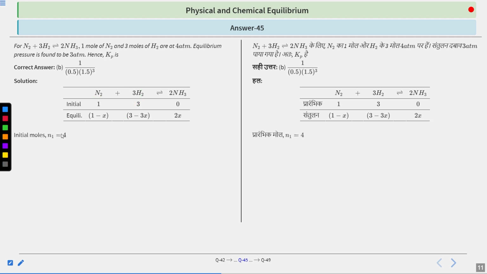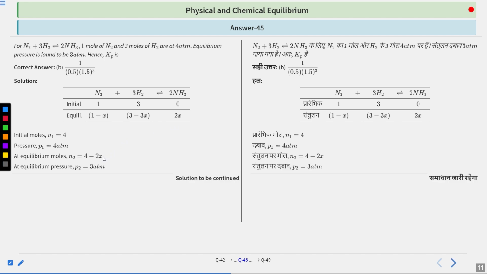Now initial number of moles was 3 plus 1, 4. Pressure was 1 atm. Pressure for 4 moles was 1 atm. Now at equilibrium the total moles will be 4 minus 2x. So 1 minus x plus 3 minus 3x plus 2x will give you 4 minus 2x. And also at equilibrium the pressure P2 is 3 atm. So this is being given here.